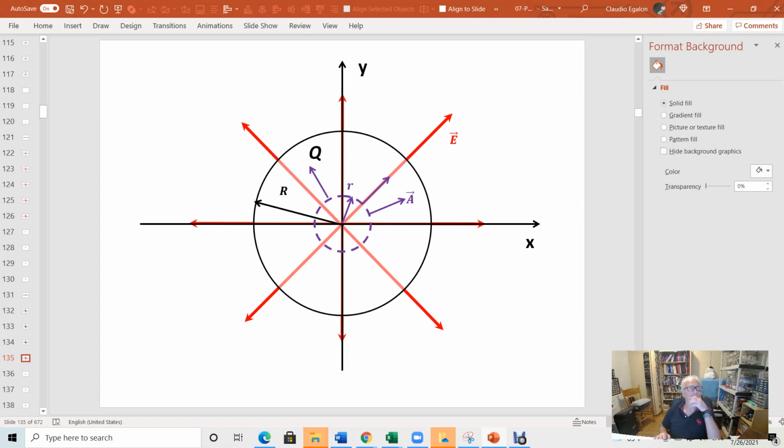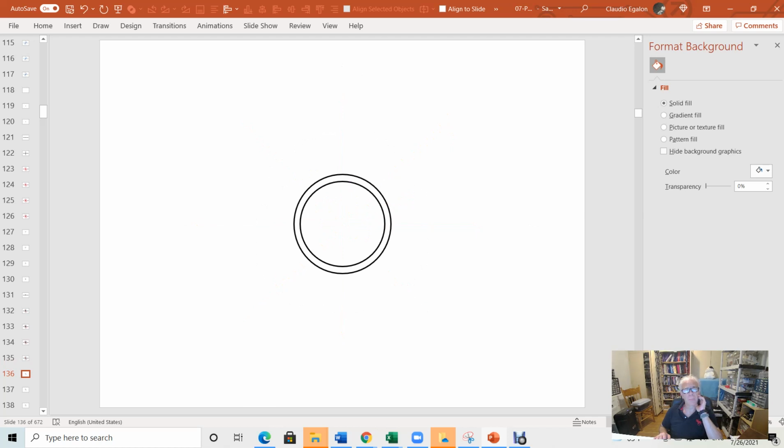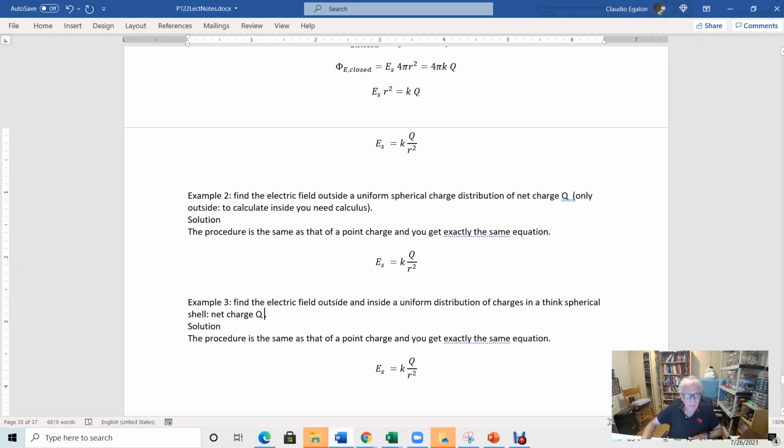Here's the sphere, a solid sphere with a uniform distribution of charges throughout its volume, right? And here's my spherical shell. There's nothing inside the sphere. Charge big Q, so let's say we have positive charges uniformly distributed in this shell, but no charges inside. The radius of the spherical shell is big R. I have to write that down too, okay? Find the electric field outside and inside a uniform distribution of charges in a thin spherical shell of radius R and net charge big Q.